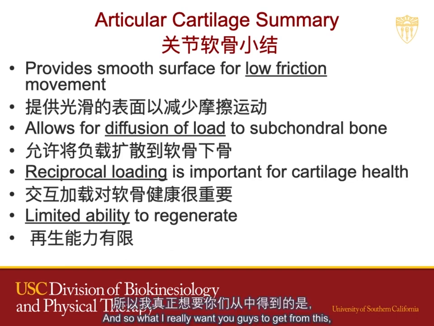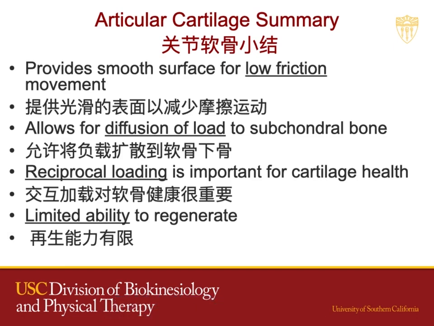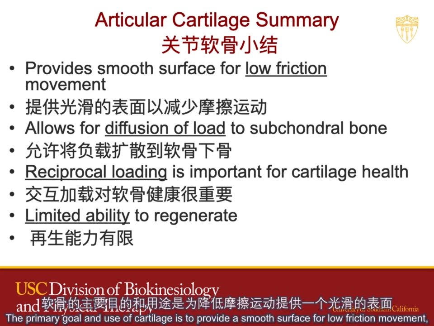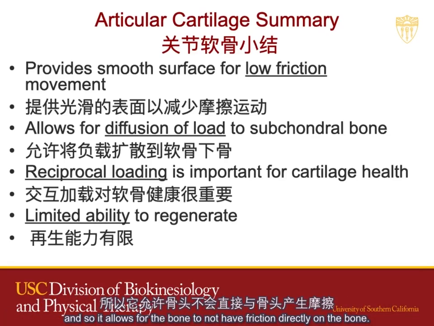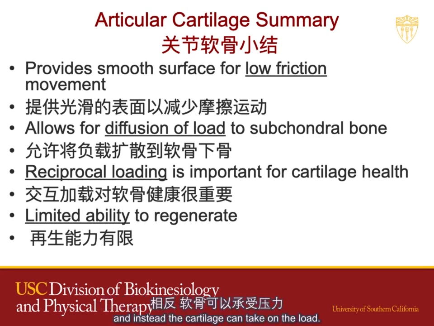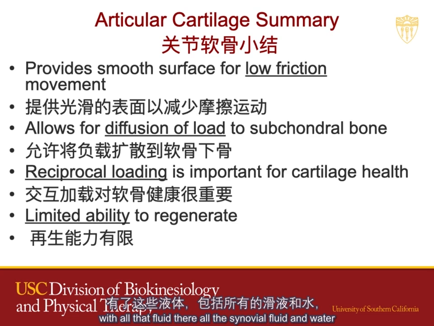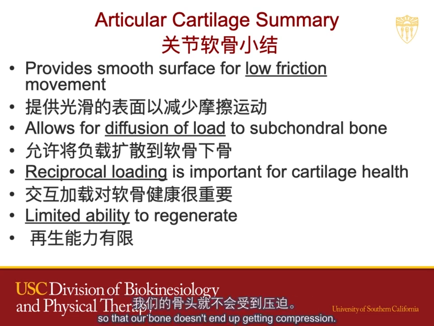And so what I really want you guys to get from this particular presentation on articular cartilage is that the primary goal and use of cartilage is to provide a smooth surface for low friction movement. And so it allows for the bone to not have friction directly on the bone. And instead, the cartilage can take on the load. And so we have loads, again, from the bottom up, from the ground up, and from our body down. And our cartilage is really designed to take on that load with all that fluid there, all the synovial fluid and water, so that our bone doesn't end up getting compression.